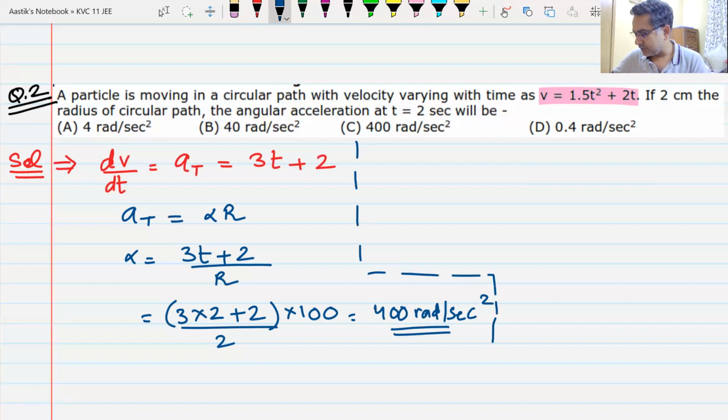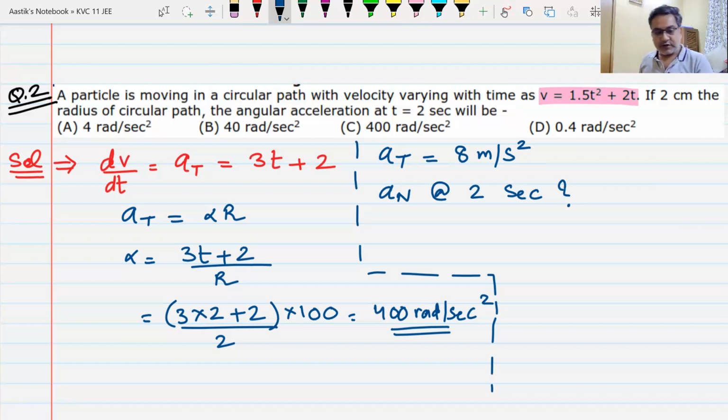Now I can ask one more question here. You have already calculated the tangential acceleration. What is the tangential acceleration at 2 seconds? You just put the value of t as 2 in the first equation. So tangential acceleration at 2 seconds would be 3 into 2, 6, plus 2, 8 meter per second square. Yes or no? Can you find out the value of normal acceleration at 2 seconds?